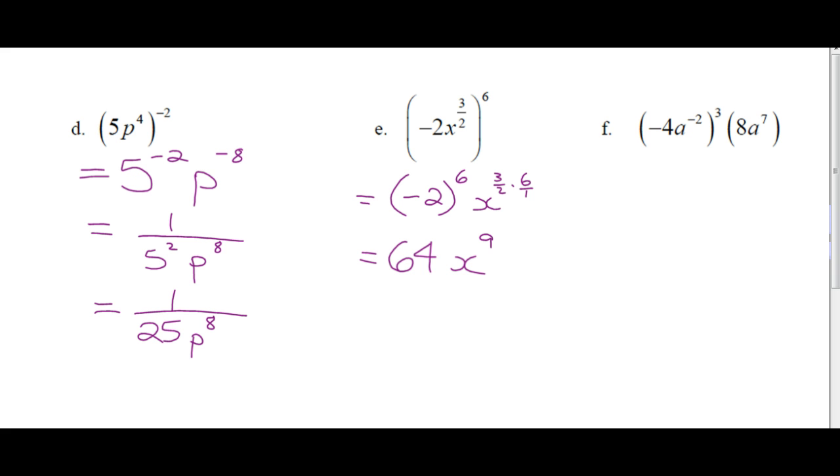Negative 4, a to the negative 2, cubed. Okay, how are we going to split that out? So we can't multiply negative 4 times 8, right? Because order of operations says you got to do that cubing first before you can multiply the 2 sets of brackets. Okay, so what do I do with the negative 4? Cube it.